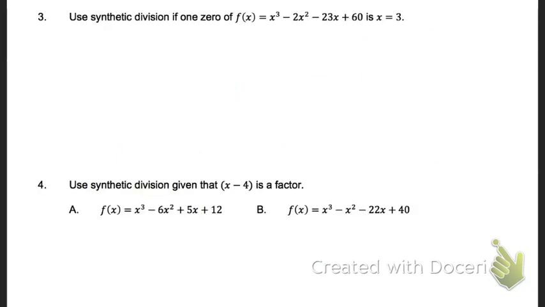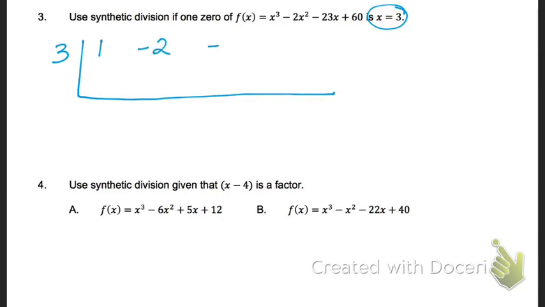So in number 3, it says x equals 3. So it's not in parentheses, therefore I don't need to solve it. So I just put a 3 here. What numbers go across? Good. Bring the 1 down. Then I multiply. So try doing that on your own.